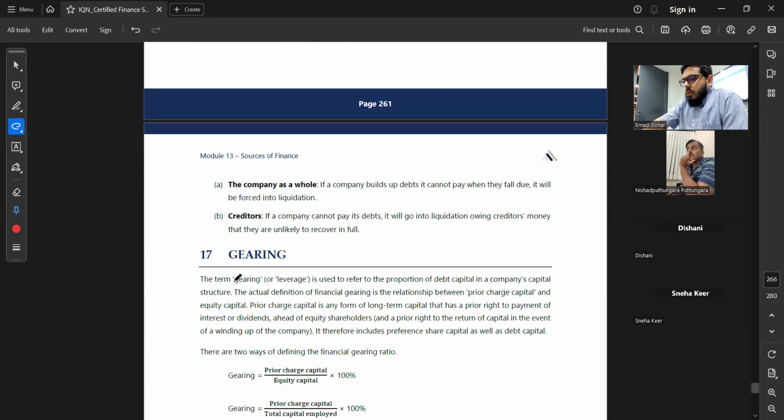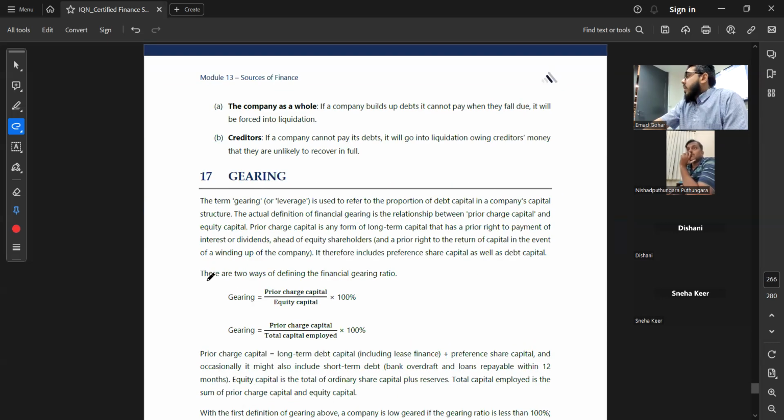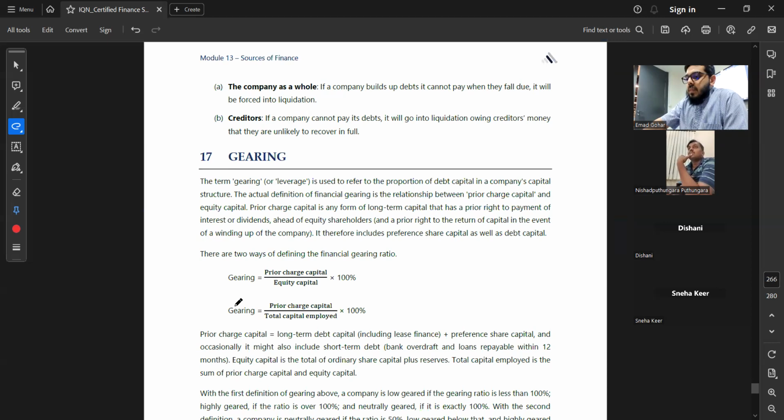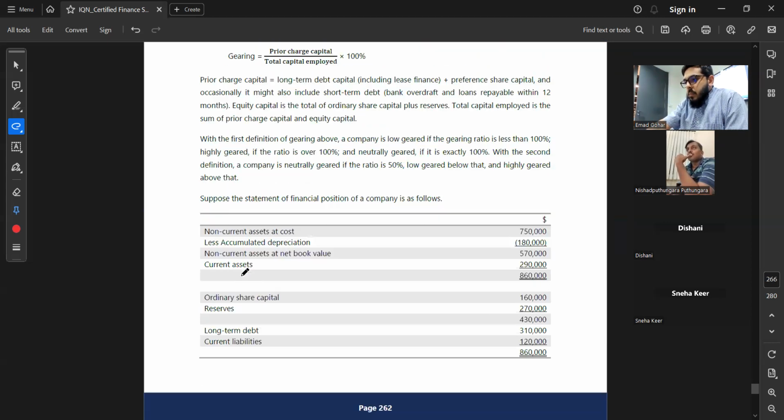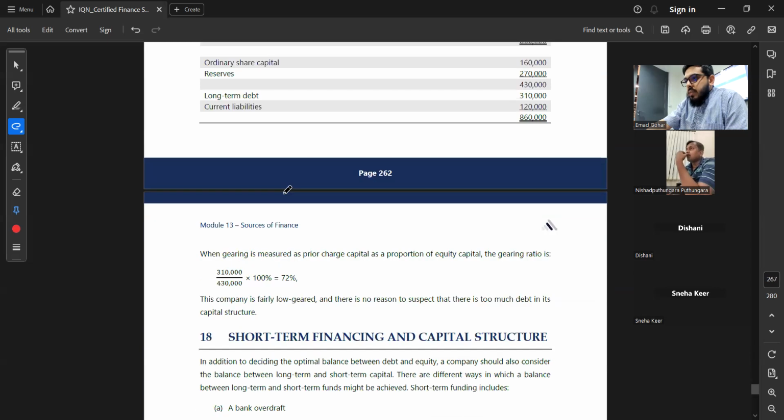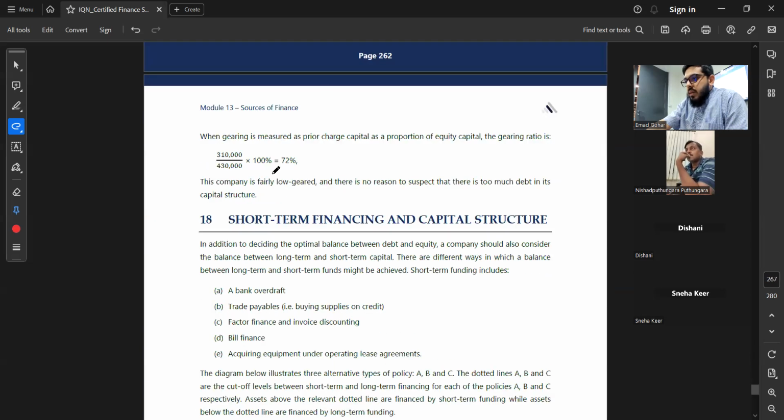So, gearing, I don't want to repeat it. We did it already in module number 4. Remember? What is gearing? The ratio of debt to equity. Right? So you can read through it. It's very simple. Just a recap of module number 4.